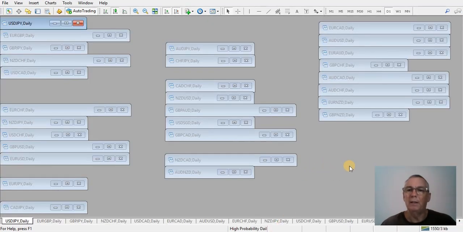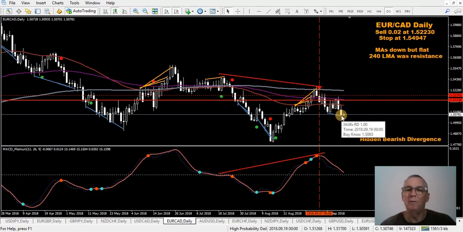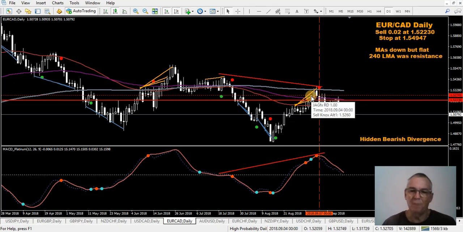Alright, let's have a look. This is a high probability daily charts profile. Start with the Euro CAD. I'm in a sell here. This morning I've got bullish JAGfx RD, which is this little blue line. It's just one of my little filters, freely available to anyone that's in the JAGfx Facebook group. It's in the files folder under indicators in there, and there's a video on how I use it.